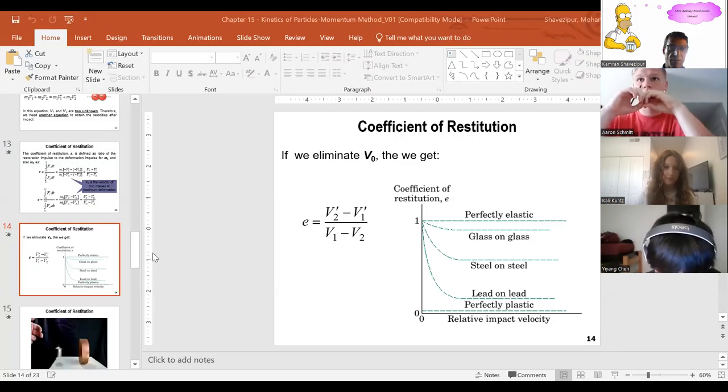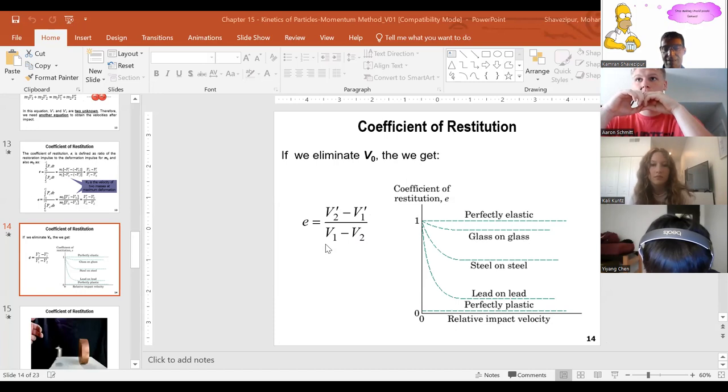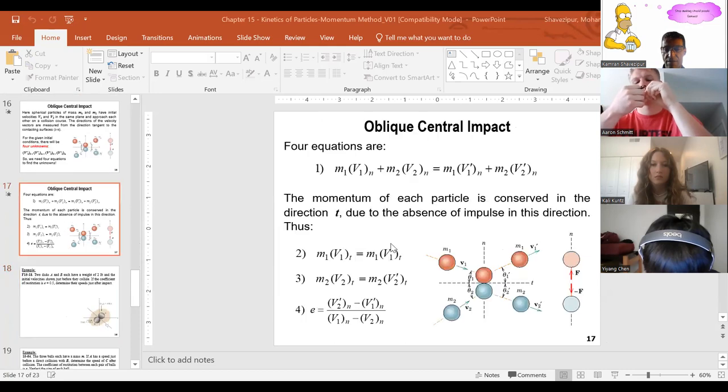I don't know if you guys remember, I think I repeated this a few times. For the coefficient of restitution, whatever is in the numerator, you switch in the denominator. It's like 1 minus 2 in the denominator, 2 minus 1. If the numerator is 2 minus 1, you're going to get 1 minus 2, right? And the same goes for what you have here. You see, 2 prime n, 1 prime n, here is 1 n and 2 n.